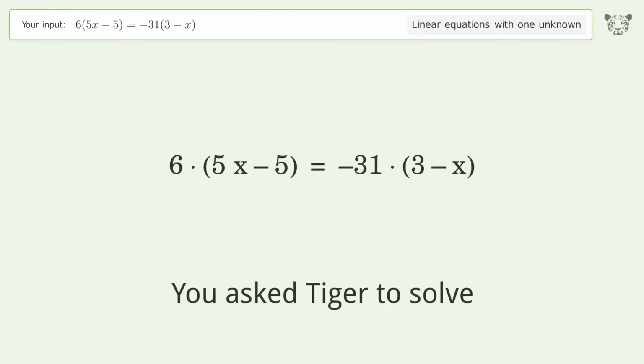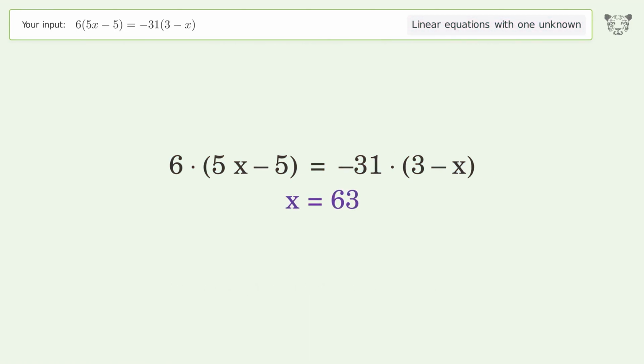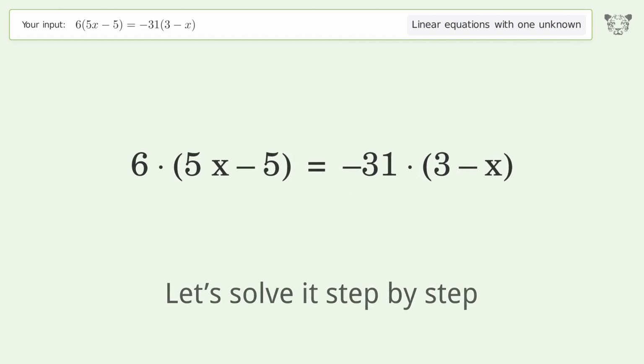You ask Tiger to solve this. This deals with linear equations with one unknown. The final result is x equals 63. Let's solve it step by step.